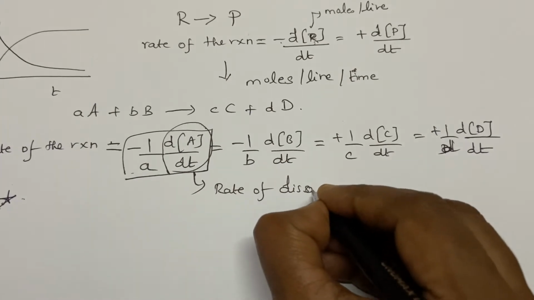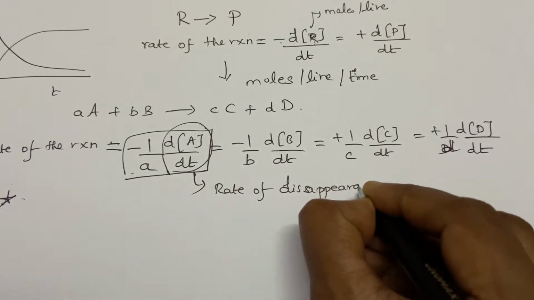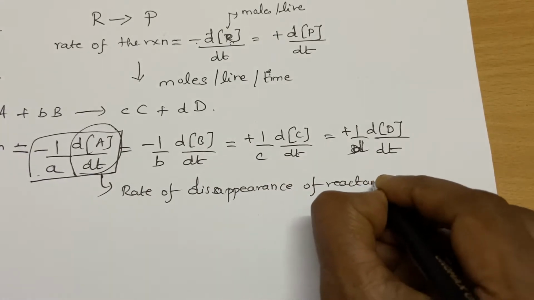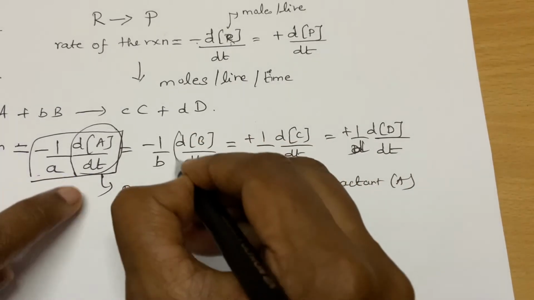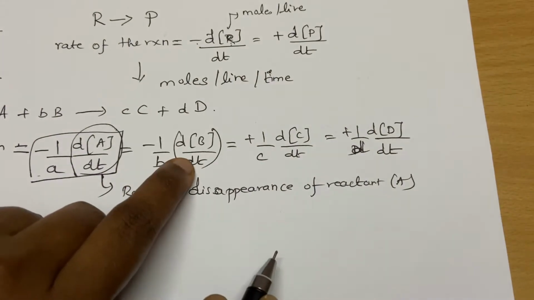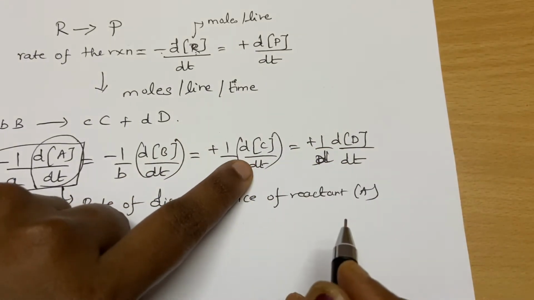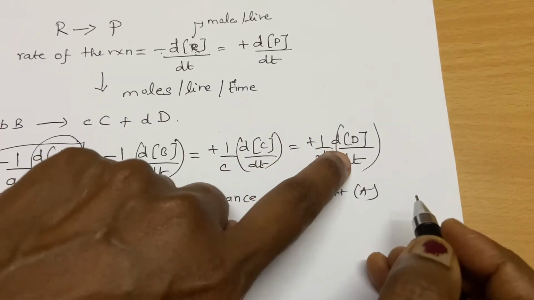Okay, disappearance of reactant A, and this is the rate of disappearance of reactant B, and this is the rate of appearance of the product C.